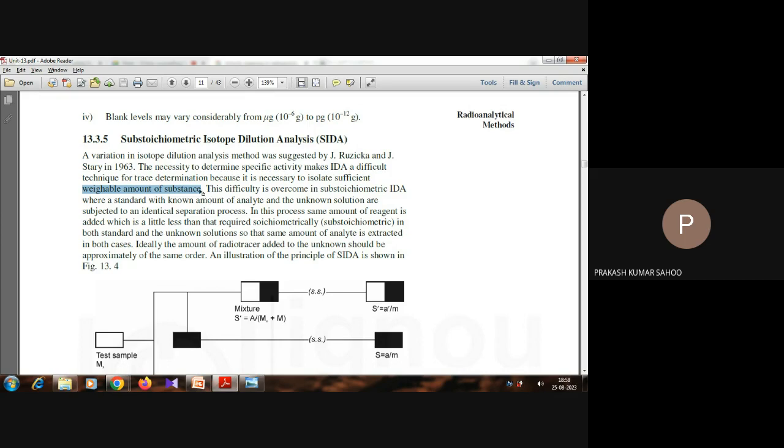So to overcome this problem, this substoichiometry idea is very much effective, where the standard with known amount of analyte and the unknown solutions are subjected to an identical separation process. Here a standard solution is prepared with the analyte, and the unknown solutions are subjected to identical separation.